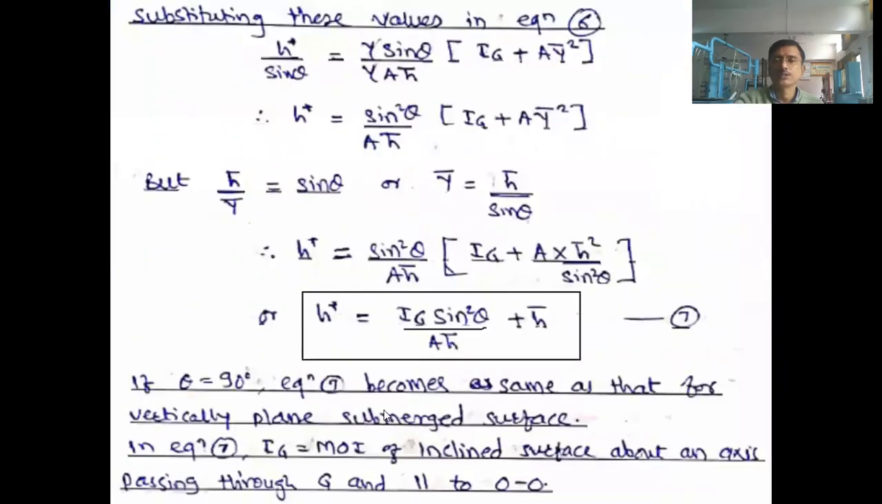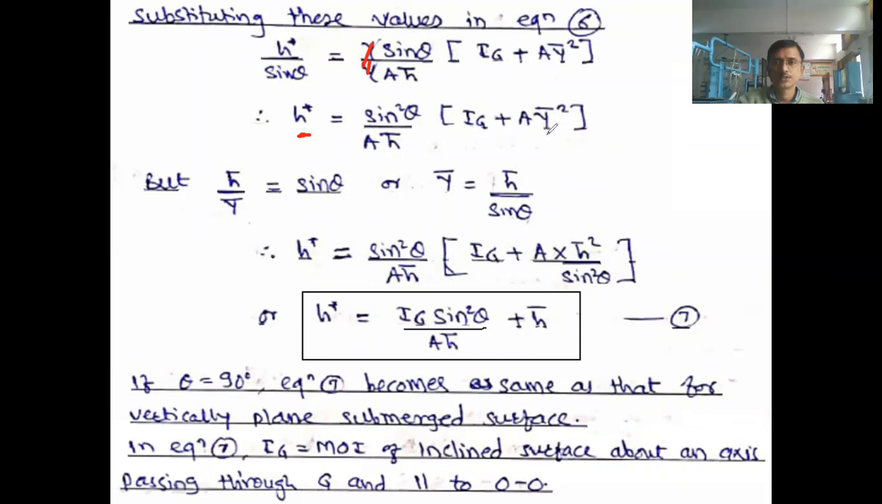And after putting all these things in this equation, you will get this equation like this: h star is equal to sin square theta upon A h bar. This gamma will get cancelled here, and Iz upon Iz plus A h bar will be there. Again, h bar upon y bar is nothing but sin theta. So instead of this sin square theta, you can put there this part, it is kept as it is.